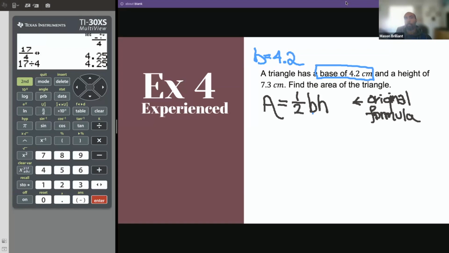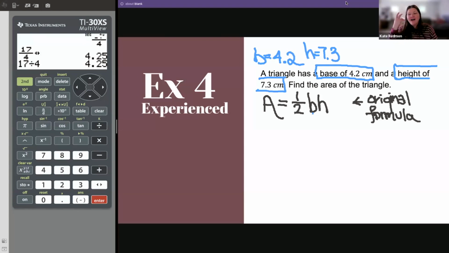Height of 7.3 centimeters. Height of 7.3. Take a look at this formula. Which letter do you think I'm using for height? H. Yes, H is 7.3. Now I have some known values. I'm going to go ahead and plug them in. I don't know what A is, and that makes sense because they told me to find the area. So A will stay A. My equals will stay equals, and I won't change any numbers. But I do know what B and H are, so let's substitute them in.